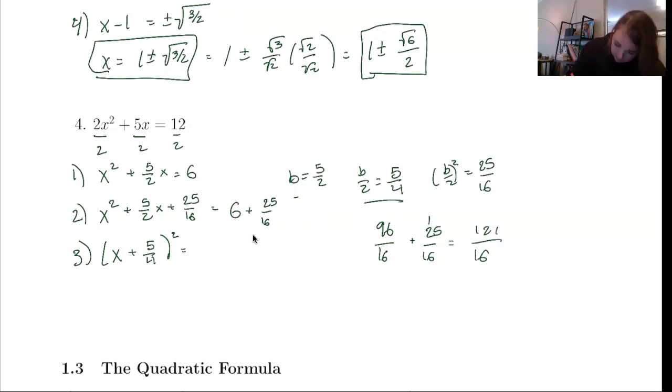121 divided by 16. It's nice because both of those are squares. So I'm going to take the square root. So I get x plus 5/4 equals plus or minus square root of 121 over the square root of 16, which equals plus or minus 11 over 4.